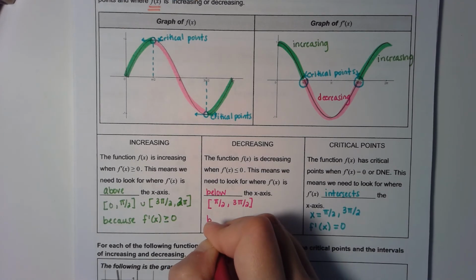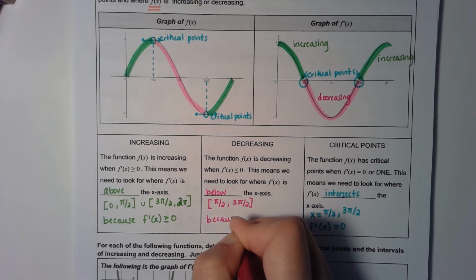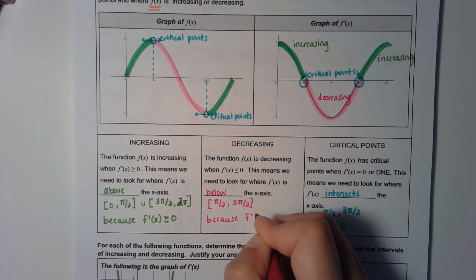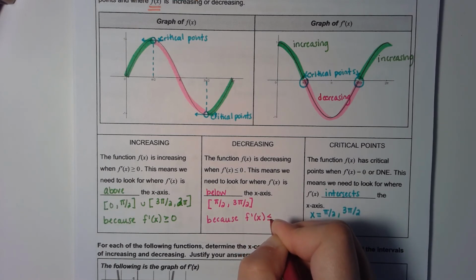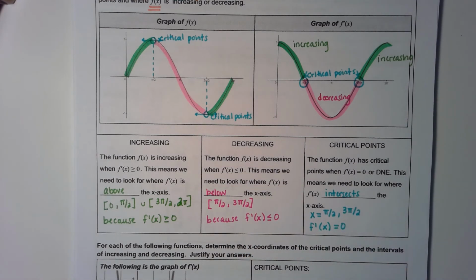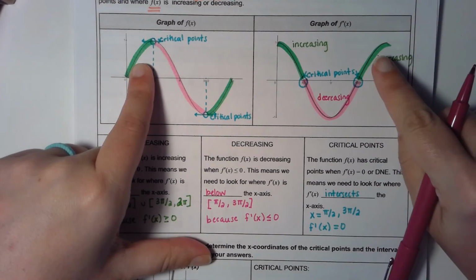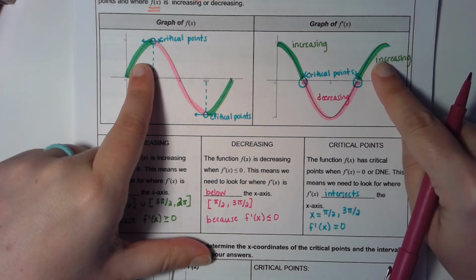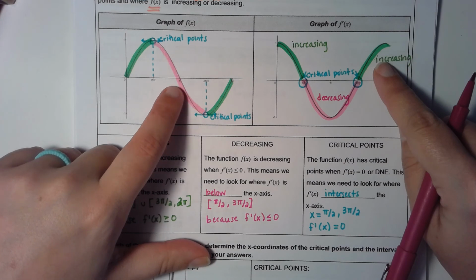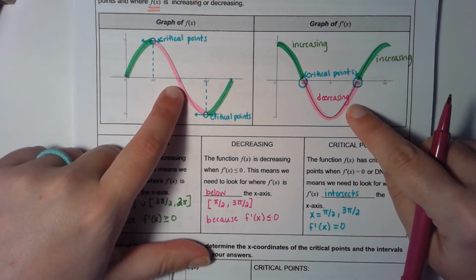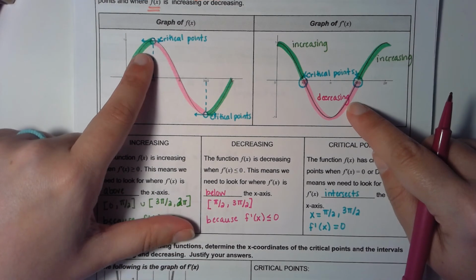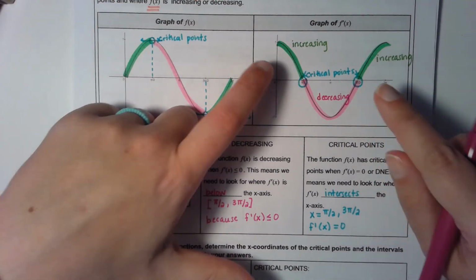And our reason is the same. It's because f prime of x is less than or equal to 0. It's just that this means that we're looking below the x-axis when we're looking at the graph of the derivative. So the graph of the original is uphill when the derivative is above the x-axis. The graph of the original is downhill when the derivative is below the x-axis, and the graph of the original has critical points when the derivative has x-intercepts.